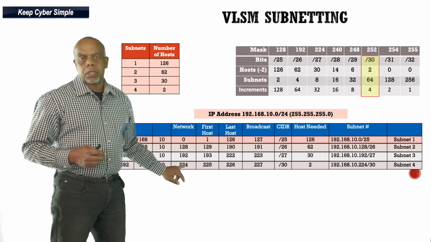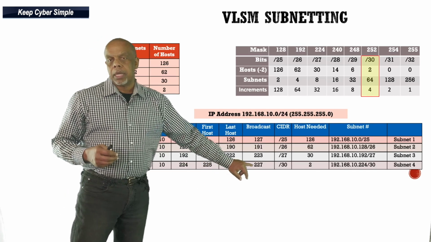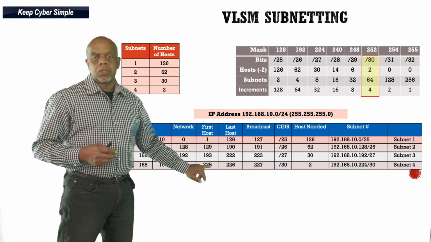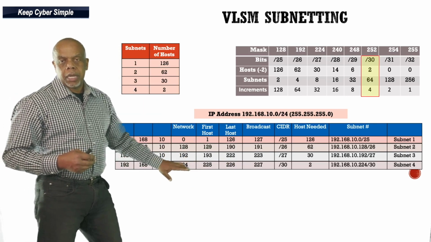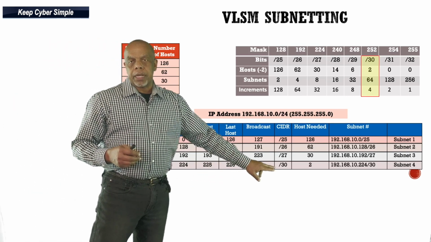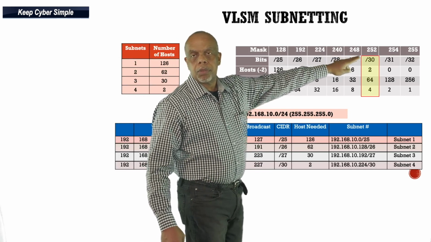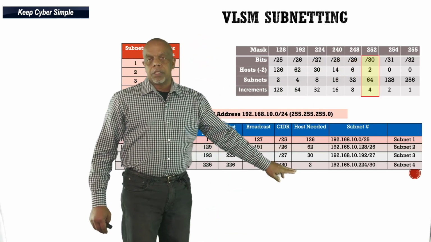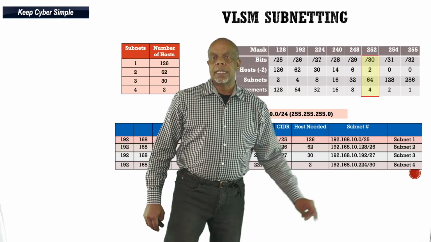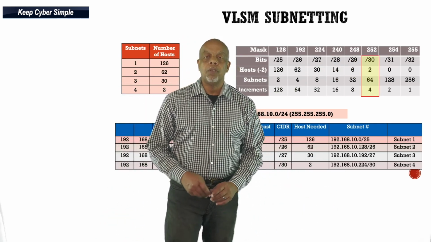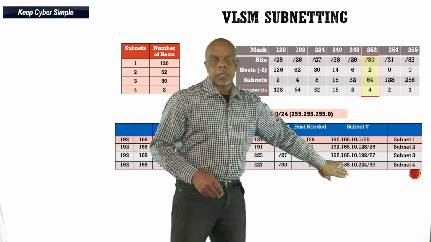Even though I got 4, that's the ID, can't use it. That is the broadcast, can't use it. So now you see that gave me my 2 IP addresses. The CIDR is what? 30. Yep, 30. Gives me the number of hosts I need. And if I look at the ID, 192.168.10.224 with CIDR of 30.